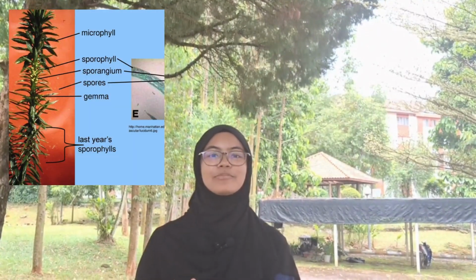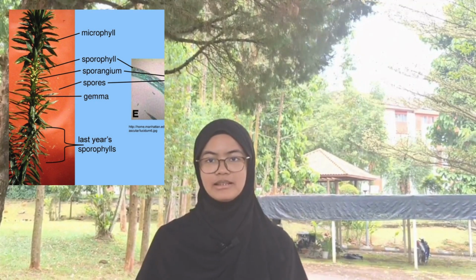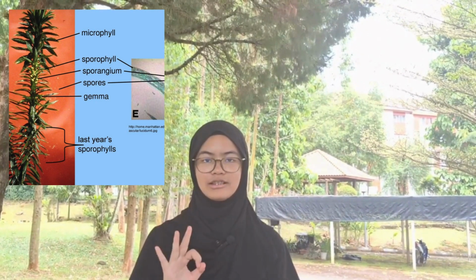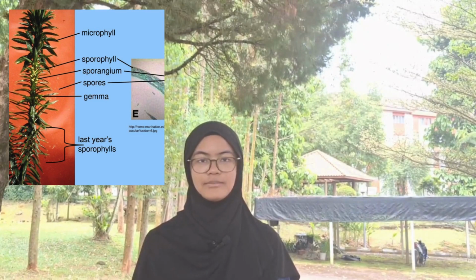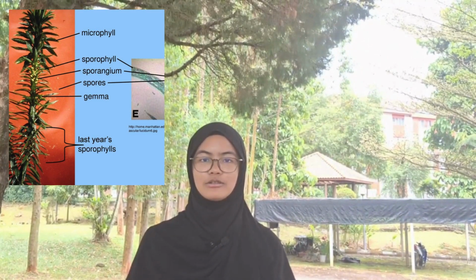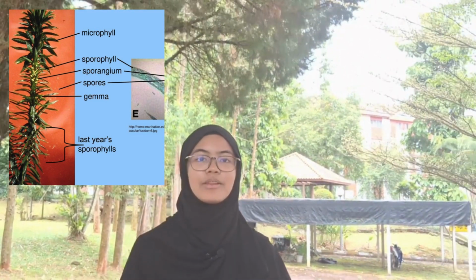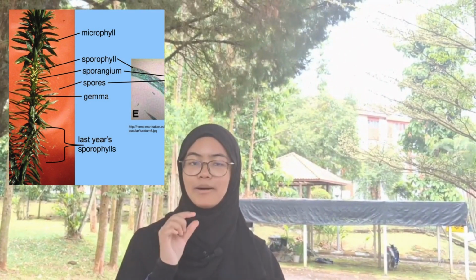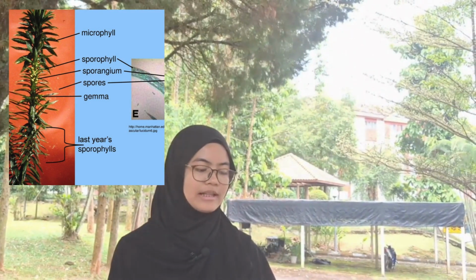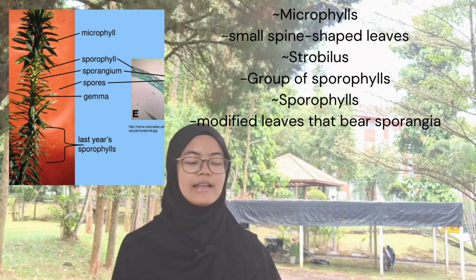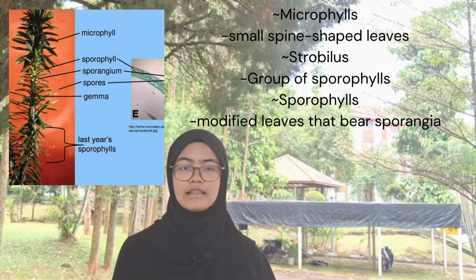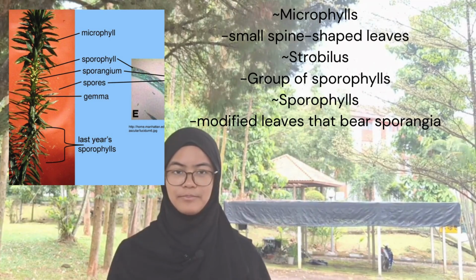Now, let's take a look at the structure of Lycopodium species and Selaginella species. First of all, Lycopodium species. As you can see here, Lycopodium species has three main structures, which are microphylls, sporophylls, and also strobilus. Microphylls are small spine-shaped leaves, while strobilus is a group of sporophylls. And sporophylls are modified leaves that bear sporangia.